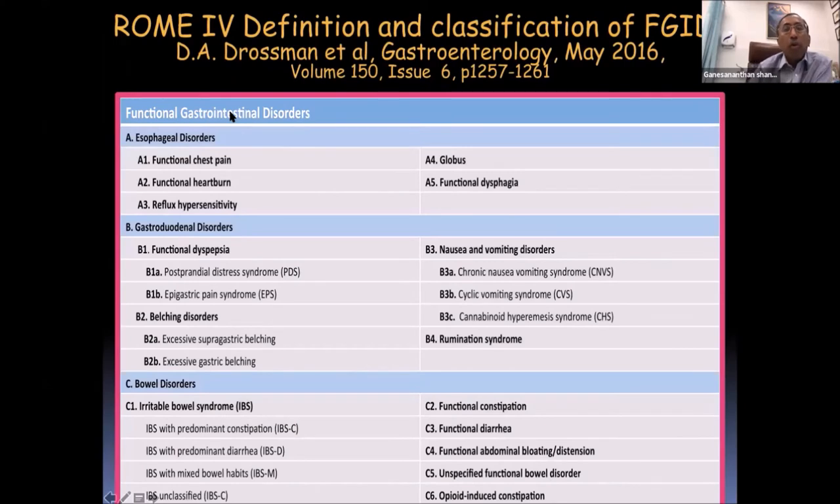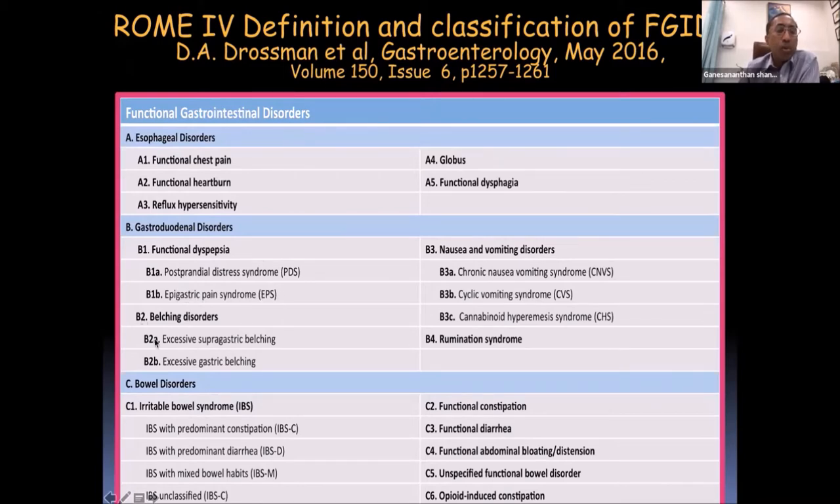In Rome 4, that's the latest criteria set up in 2016, a group of people met in Rome and elaborated on all the functional disorders, which include esophageal disorders, starting with functional chest pain, functional heartburn, reflux hypersensitivity, globus, functional dysphagia, and gastroduodenal disorders.